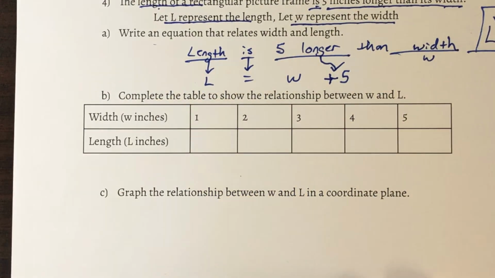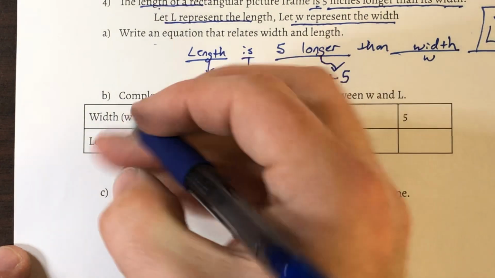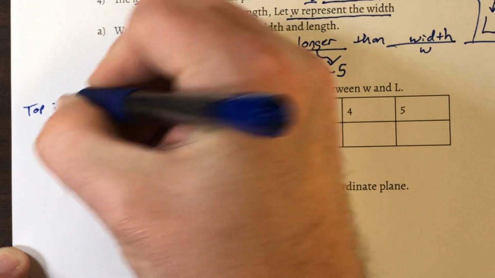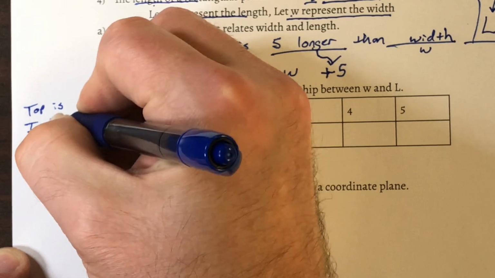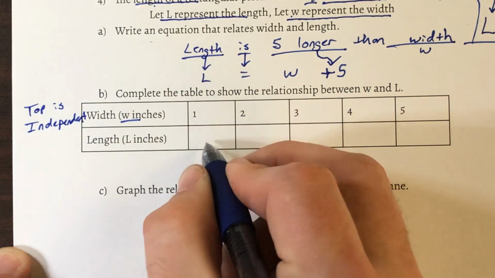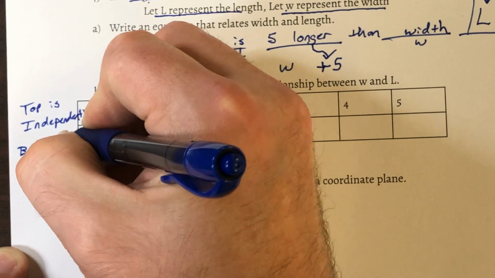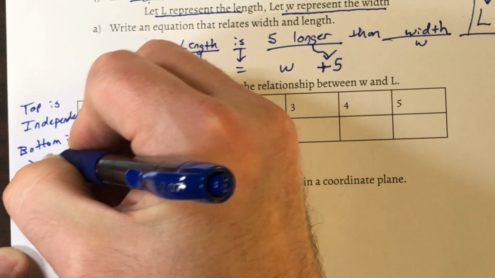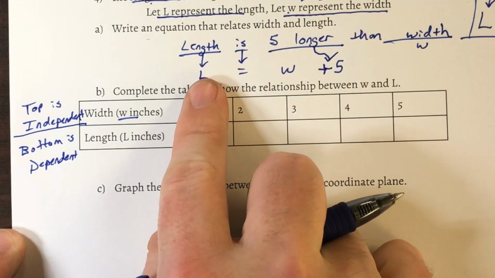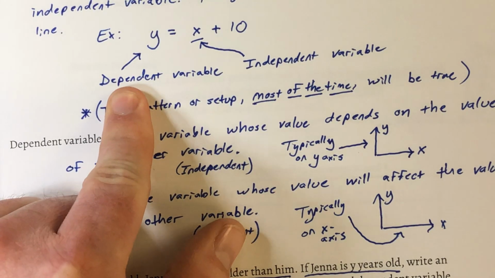Well, charts follow a pattern. The top row of your chart is typically going to be your independent variable. So the top row is your independent. So W would be your independent variable, and the bottom row on any table is typically going to be your dependent. Now you might be like, how is that going to help? Well, remember, the letter we start with is typically our dependent variable.